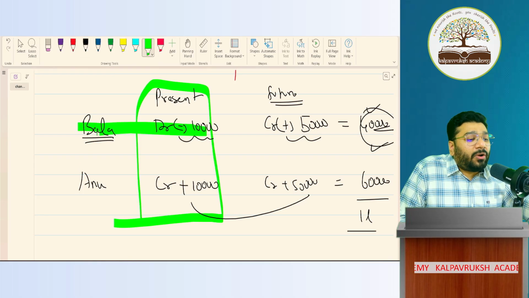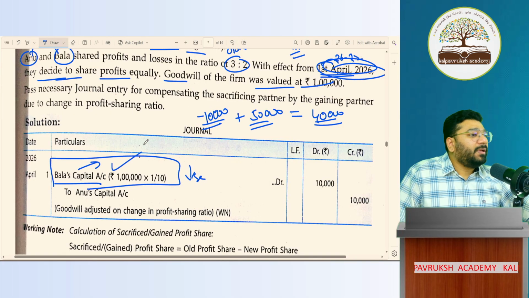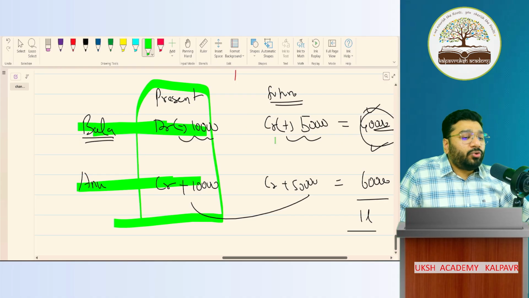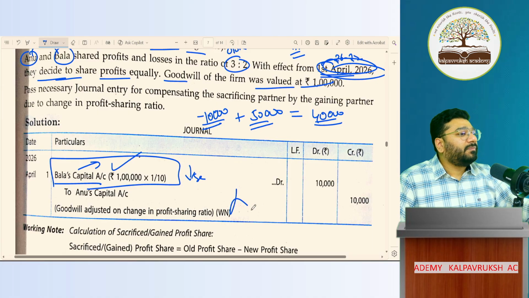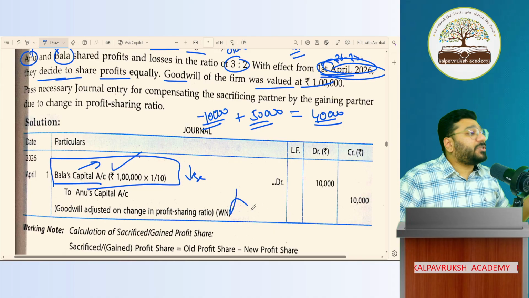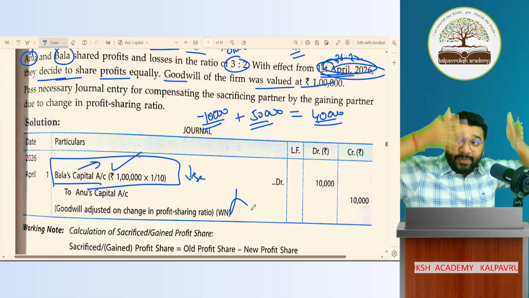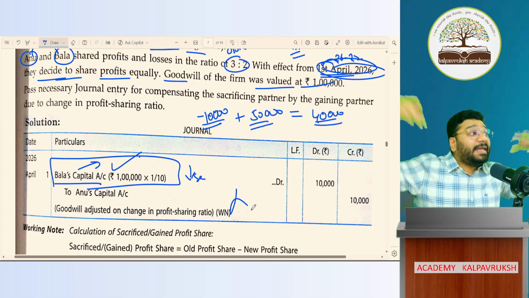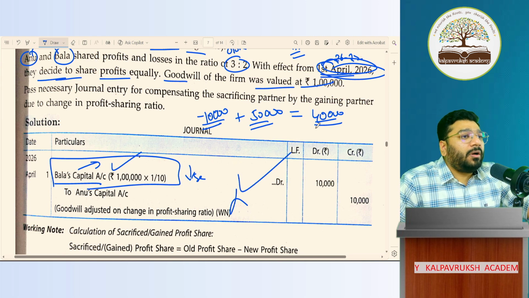So Bala's capital account debit to Anu's capital. In the present entry, if I did not explain the future entry, you would not have understood the meaning of this entry. You will not understand the purpose of this entry. To understand the purpose of the entry, you need to know the entire scenario: what happened in the past, what is happening now, and what will happen in future. Only if you know all three will the meaning of this entry be understood. Got it, not got it?